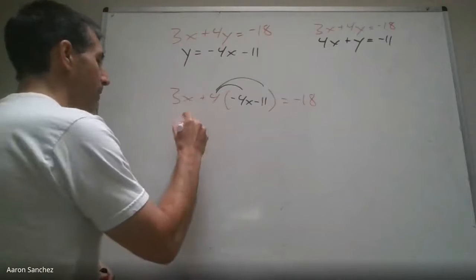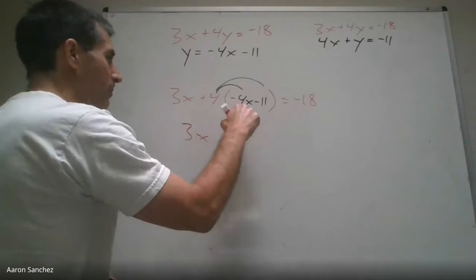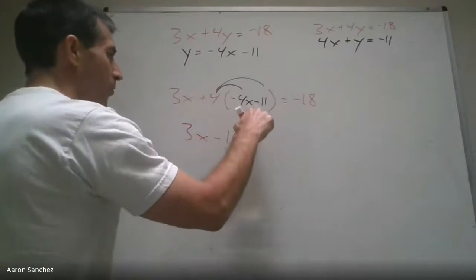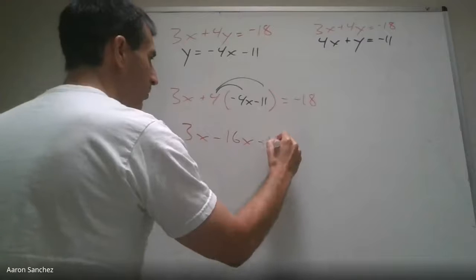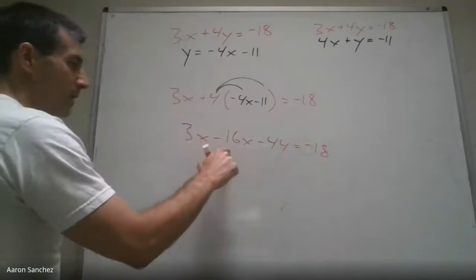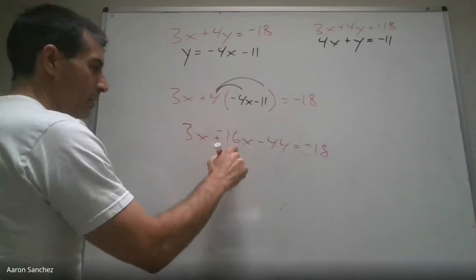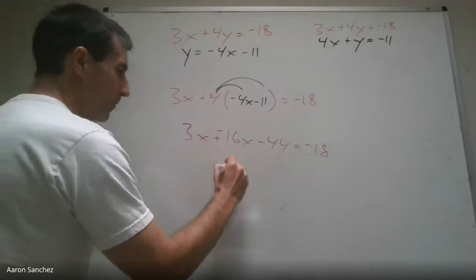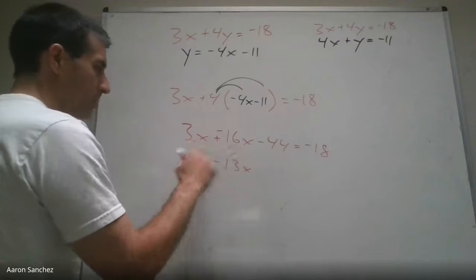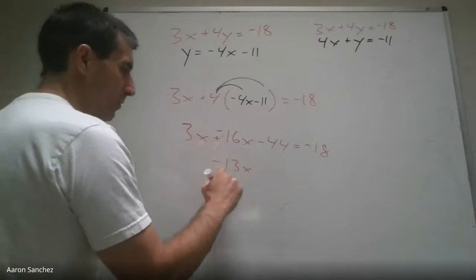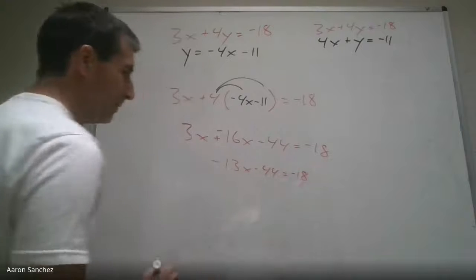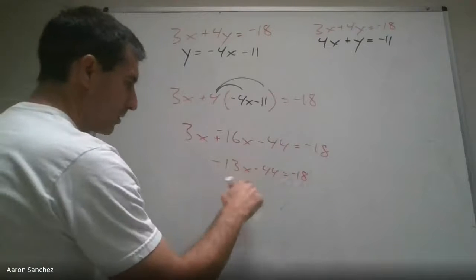So we have 3x. 4 times -4x is -16x. 4 times -11 is -44 equals -18. Now, 3x take away 16x. This is going to be more negative, so it'll be -13x, right? Subtract 16 minus 3 is 13. Add more negatives, it's negative. -44 equals -18. And then we just solve for x.